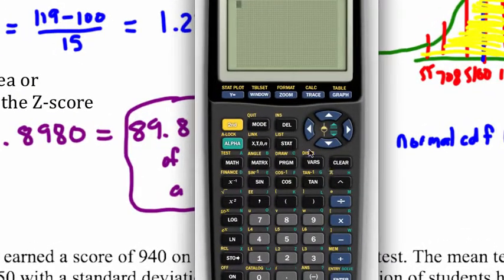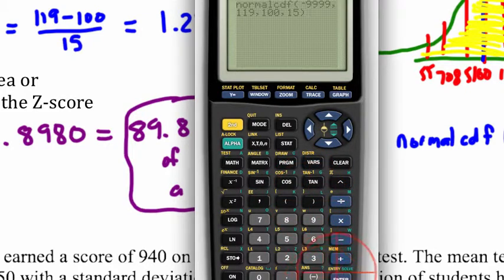Okay, so to find the normal CDF, you hit second vars, and you see it says distribution on top, and you want to hit number 2, which is normal CDF. CDF stands for cumulative distribution function. So you can hit 2 or arrow down to it. Now I'm going to put in those numbers. So I put negative, this is negative. This here is not negative, that's a subtraction sign. So negative 999, comma, 119, comma, 100, comma, 15.